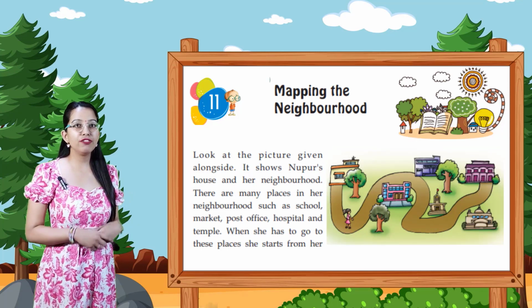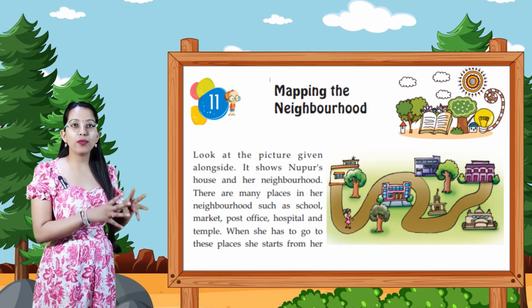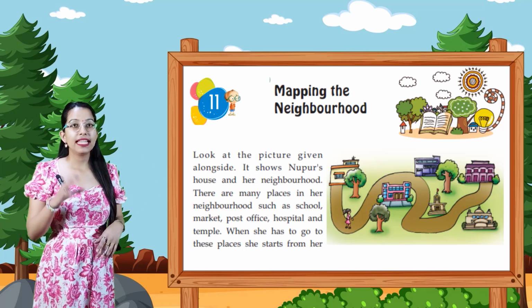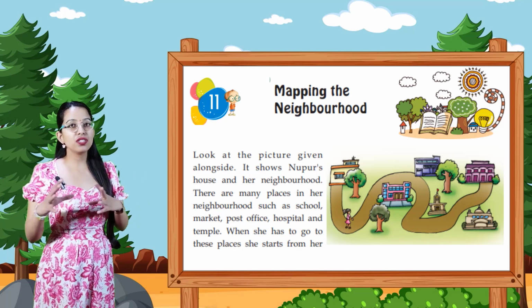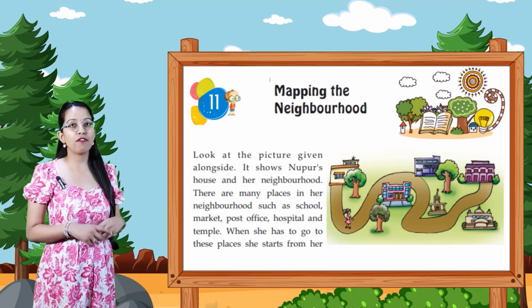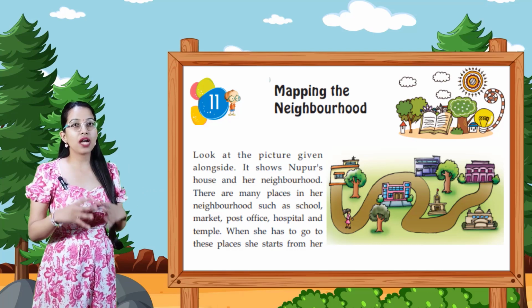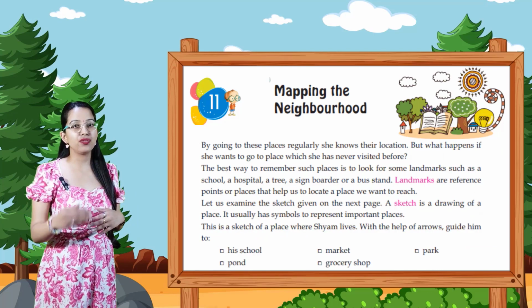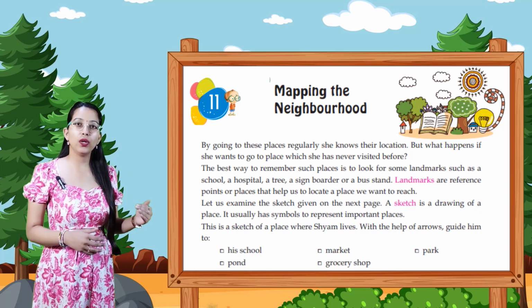Look at the picture given alongside. It shows Nipper's house and her neighborhood. There are many places in her neighborhood such as school, market, post office, hospital and temple. When she has to go to these places, she starts from her house and reaches there. By going to these places regularly, she knows their location.